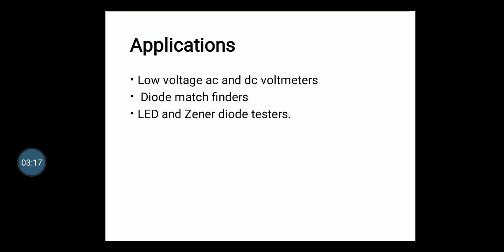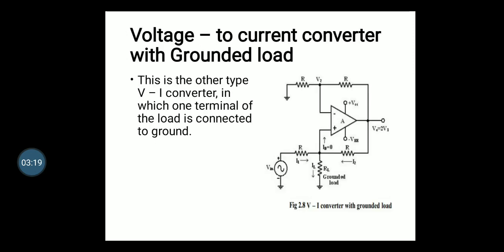Next one is the voltage to current converter with grounded load. The figure shows the voltage to current converter with grounded load. Here RL is grounded. So this is the other type of VI converter in which one of the terminals of the load is connected to the ground.